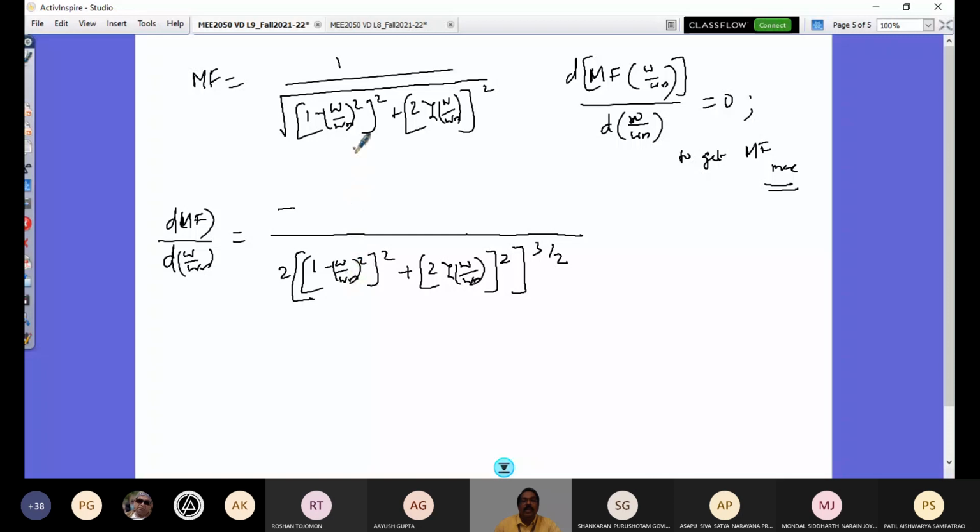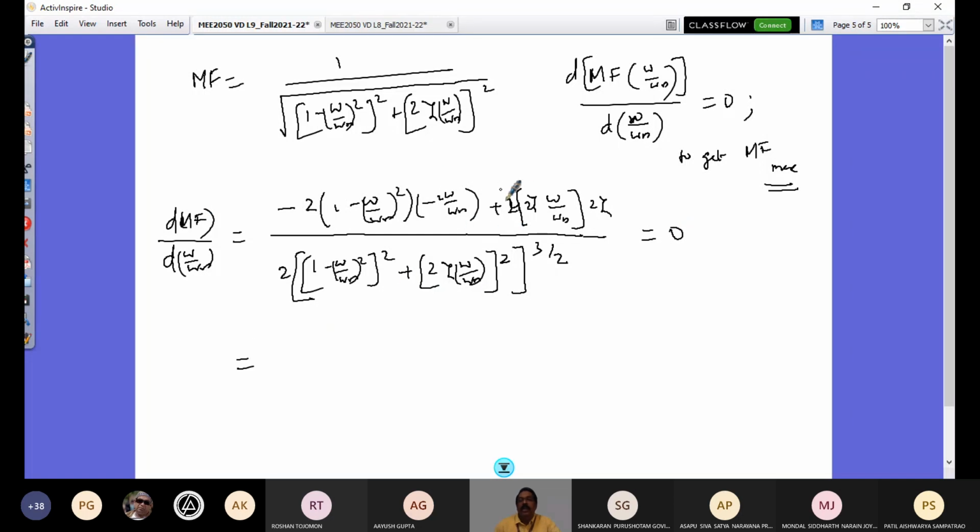So when I take this function now, that's going to be 2 times this entire thing, (1 minus (omega by omega n) whole square) into, again inside it's minus 2 omega by omega n, and again this plus, so 4 zeta omega by omega n. How does this 4 come? It's 2 into 2 zeta omega by omega n because of the square, into again 2 zeta. So this is the differentiation of this function with respect to this, and that's equal to 0.